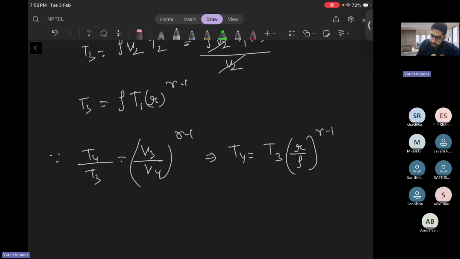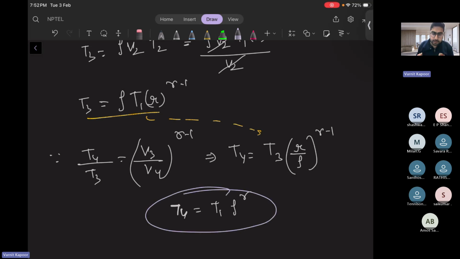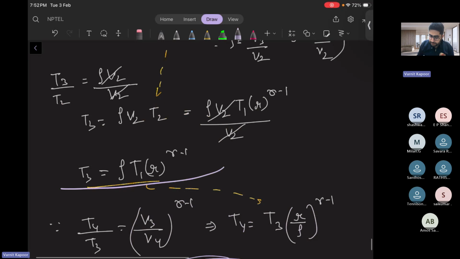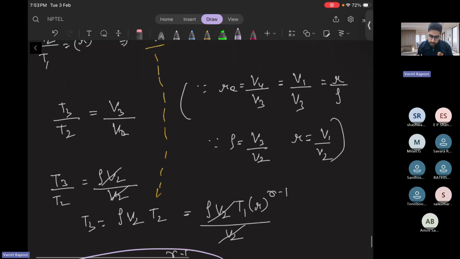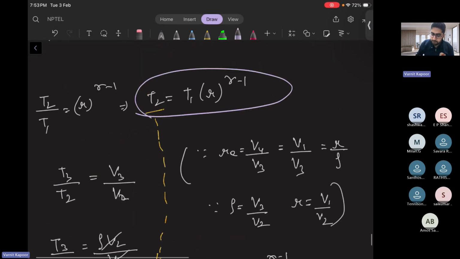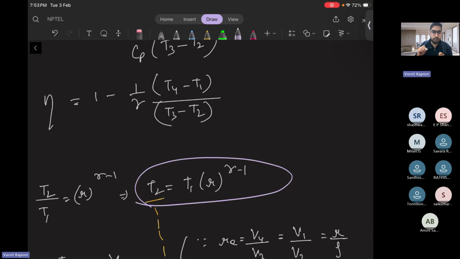And if I put this T3 here, your T4 will come out to be T1 into rho to the power of gamma. So now every variable, T4 is in terms of T1, T3 is in terms of T1, and T2 is also in terms of T1. Now you can put all these values in the efficiency.